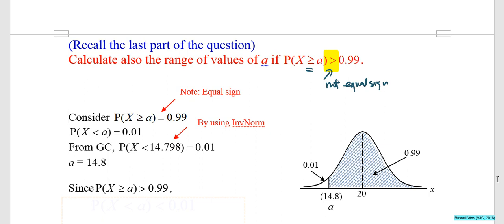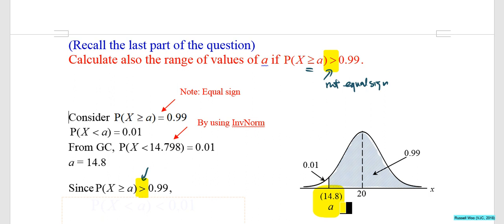Now, shall we take note? This now we want to solve for, you want the area to the right of A to be greater than 0.9. Let's think carefully together, do we all think now A should be less than 14.8 or A should be greater than 14.8? You want the right bound area to be bigger than 0.9. Should be less than, right? A therefore should be less than 14.8.